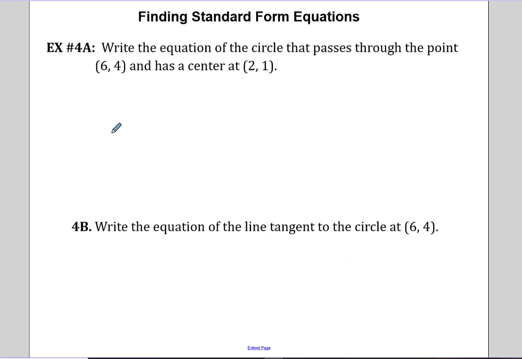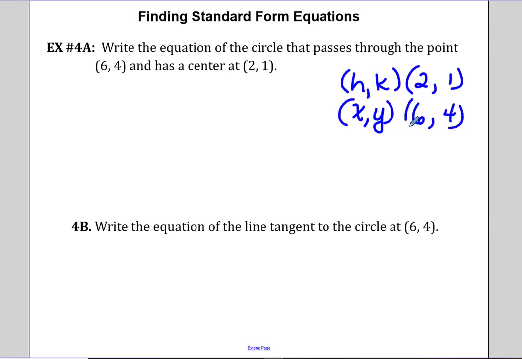In example 4, we want to write the equation of a circle that passes through the point (6, 4) and has a center of (2, 1). So if we know the center is (2, 1), we need to solve for the radius, because all we know is the center and one other point, (6, 4). So we could say (6 minus 2) squared plus (4 minus 1) squared would be our radius squared.